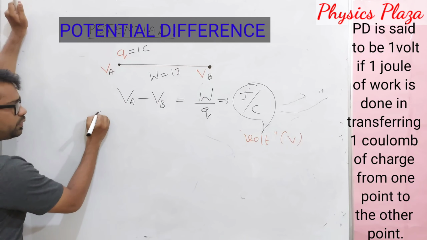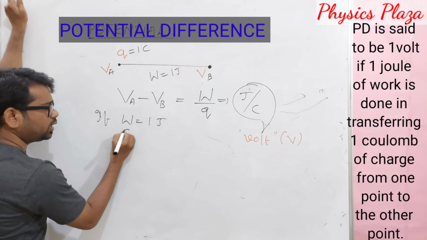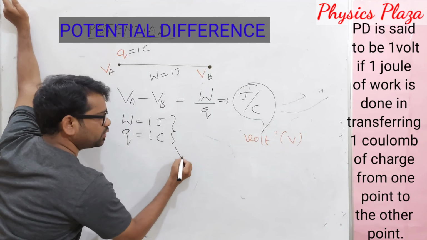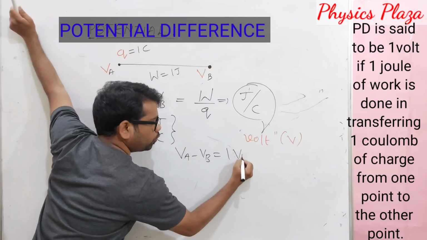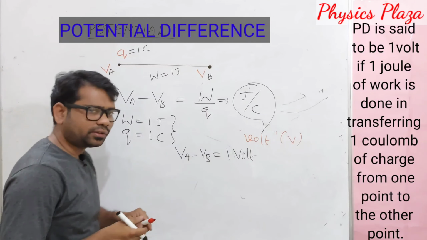That is, if W is equal to 1 joule and Q is equal to 1 coulomb, then what happens, dear children? VA minus VB is equal to 1 volt. That is, if 1 joule of work is done to move 1 coulomb charge from one point to another point, then the potential difference between those two points is equal to 1 volt. It's very important.